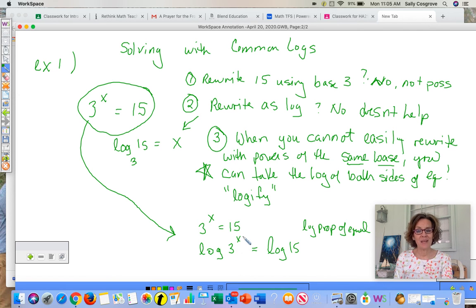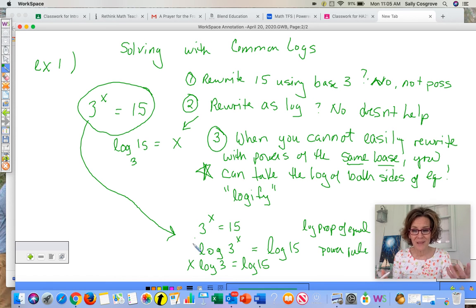Yeah, you should, right? This is the power rule. So this x can come right out here. x times the log base 3 equals the log of 15. And what did we use? We used the power rule that says when you have an exponent, it can come right out here. Why? Because when you take a power to a power, you multiply the exponents. And remember, log values are exponents.